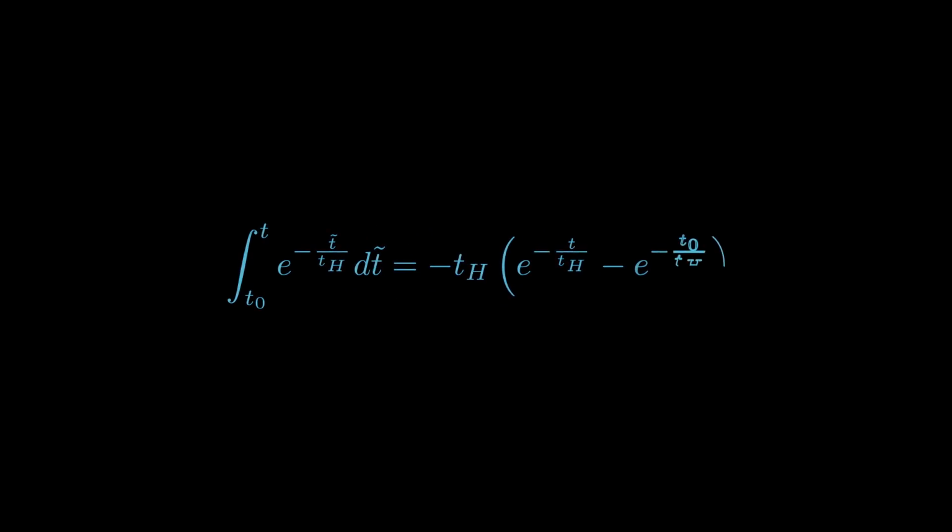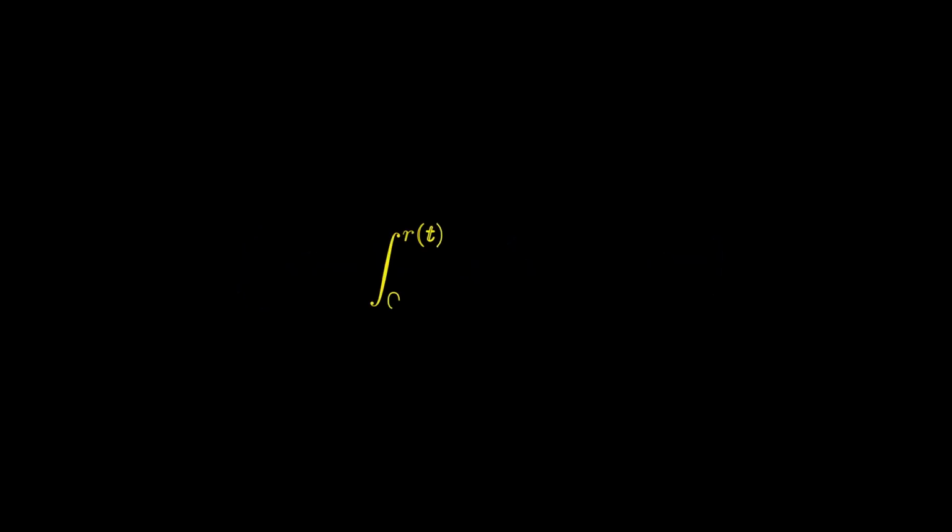Next, we need to work through these straightforward integrals carefully to avoid mistakes. We start from the initial time t naught to time t on the left side, and from 0 to r of t on the right side. After working through the integrals, we arrive at the final expression for the path of the light ray: negative t sub h times the quantity e to the power of negative t over t sub h minus e to the power of negative t naught over t sub h equals r of t. This equation describes how the distance r of t evolves over time in an expanding universe.